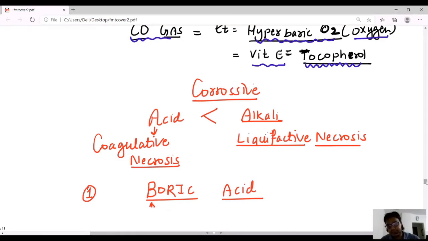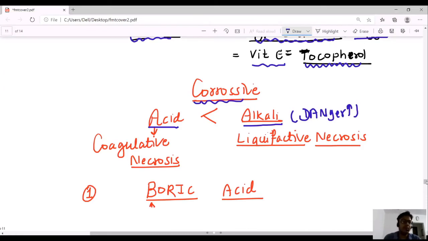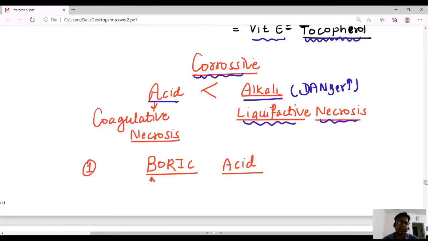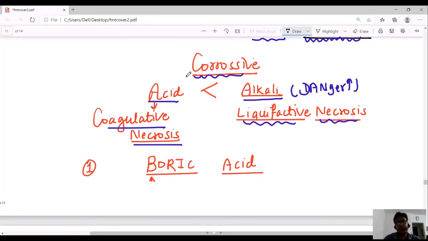Doctor sahab, corrosives. Corrosives are of two types: acid and alkali. Alkali are more dangerous. The reason is that alkali causes liquefactive necrosis and acid causes coagulative necrosis. That's why alkali are more dangerous, because of the liquefaction.